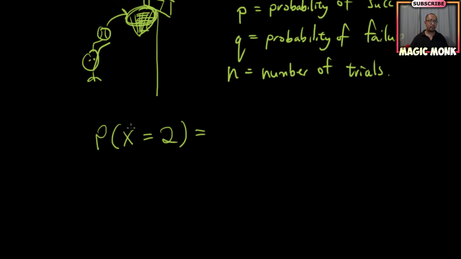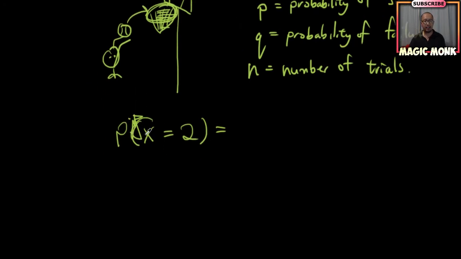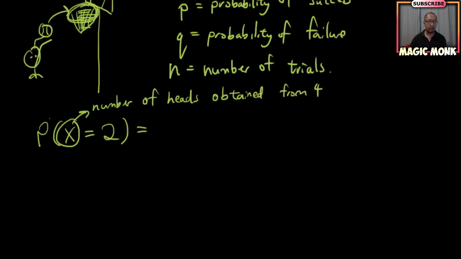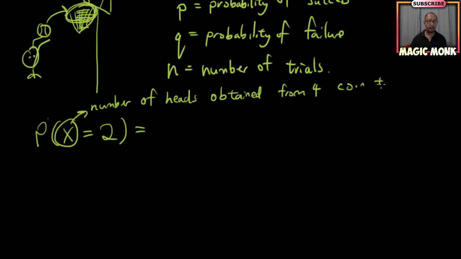Right? X means, for the people that have just joined in, X means the number of heads obtained from 4 coin tosses. And the probability, P is the probability. So if you toss your coin 4 times, what is the chance of getting 2 heads?